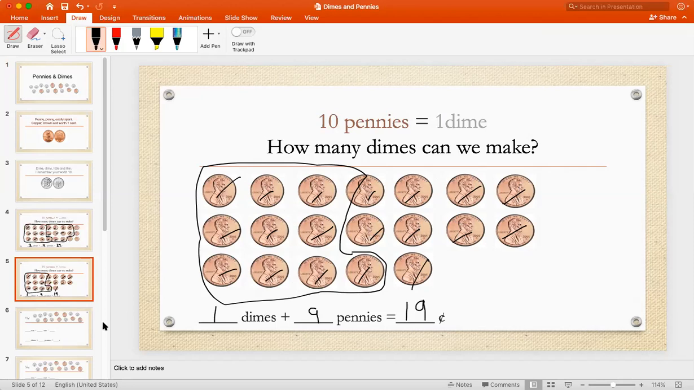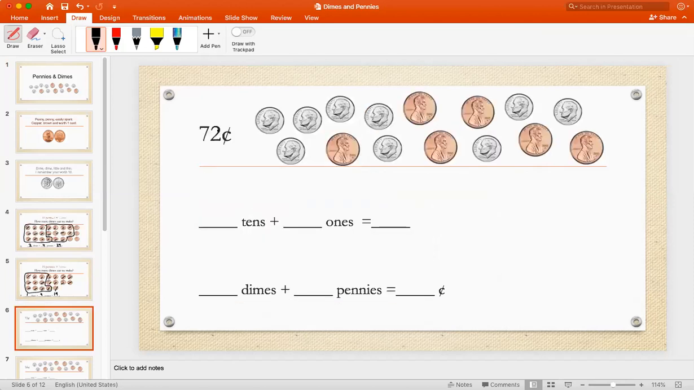Okay, the next slide is going to give us a number, and the first thing that we're going to do with the number is we're going to locate the tens and the ones place. Remember the word T or two, T-O. Okay, and then we also know that dimes are worth 10, so we're going to put that over the tens place, a D for dime. And then we know that pennies are worth 1, so we're going to put a P over the ones place.